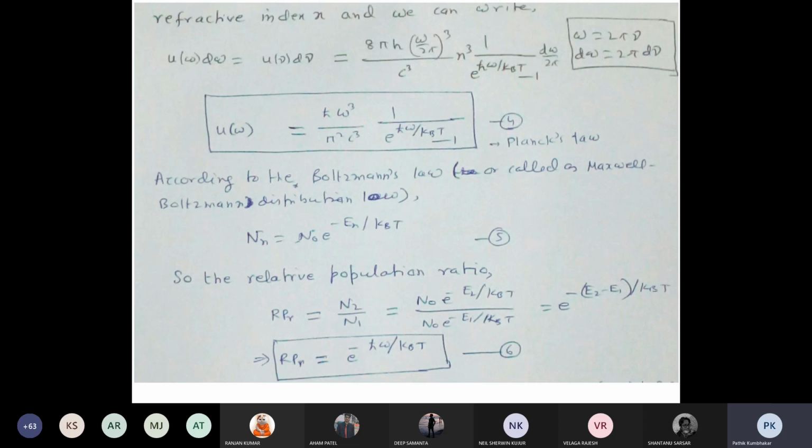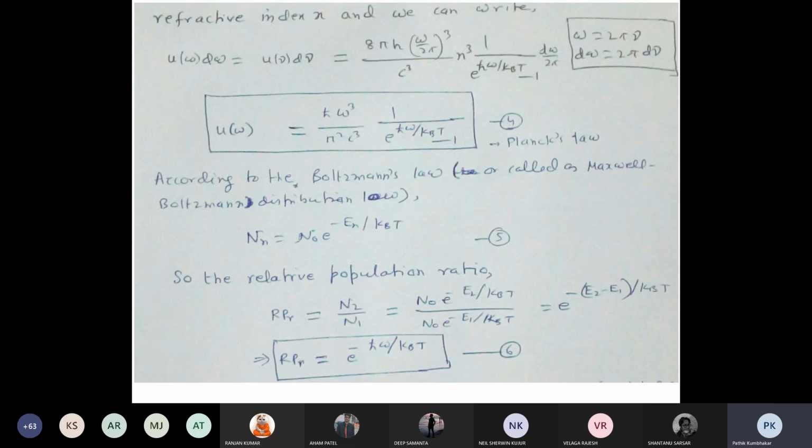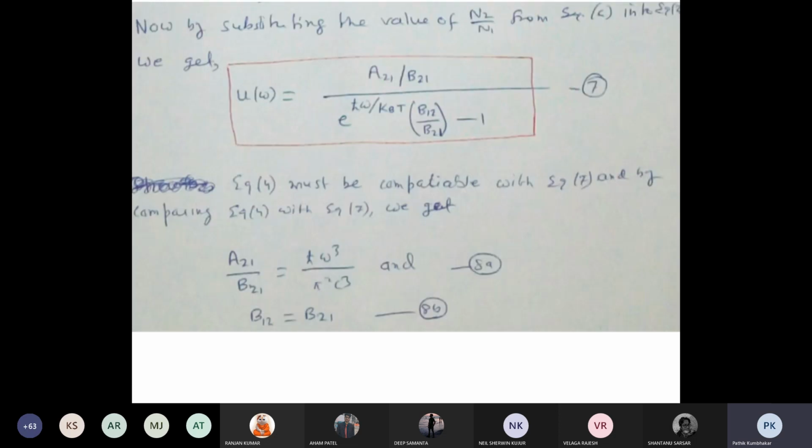So equation 2 becomes U omega is equal to A21 by B21 divided by (e to the power h cross omega by kT times B12 by B21 minus 1). This is equation 7, and equation 4 must be compatible with it. So if you compare 4 with 7, then you find that A21 by B21 is equal to h cross omega cubed by pi squared c cubed, and B12 must be equal to B21.